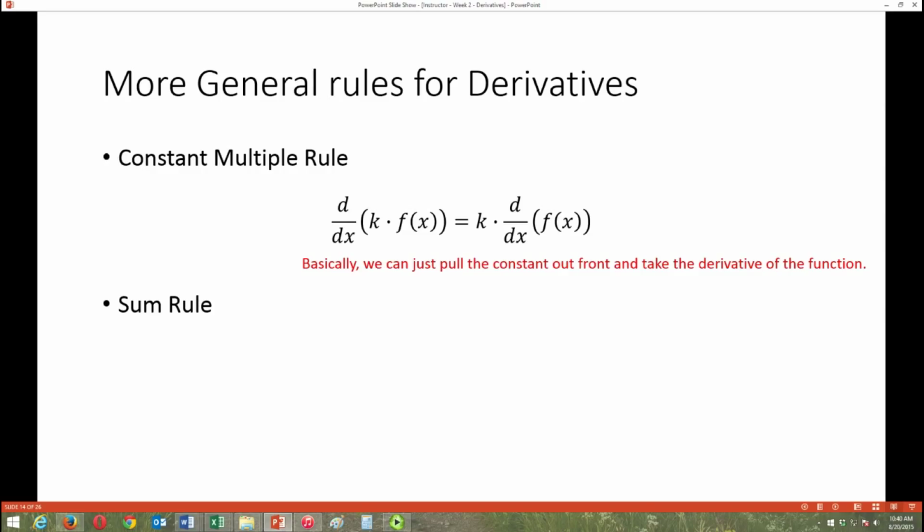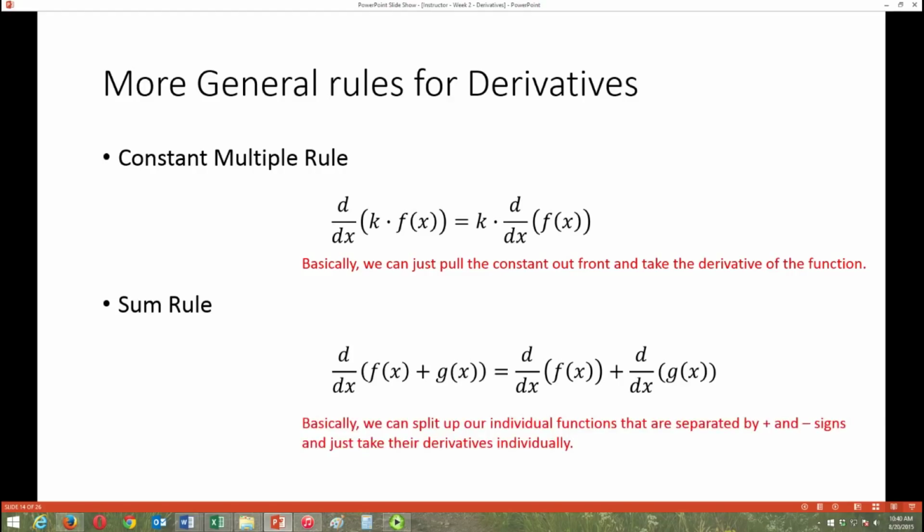Your sum rule says d by dx of f of x plus g of x equals d by dx of f of x plus d by dx of g of x. Basically, we can split our individual functions that are separated by plus and minus signs and just take their derivatives individually.